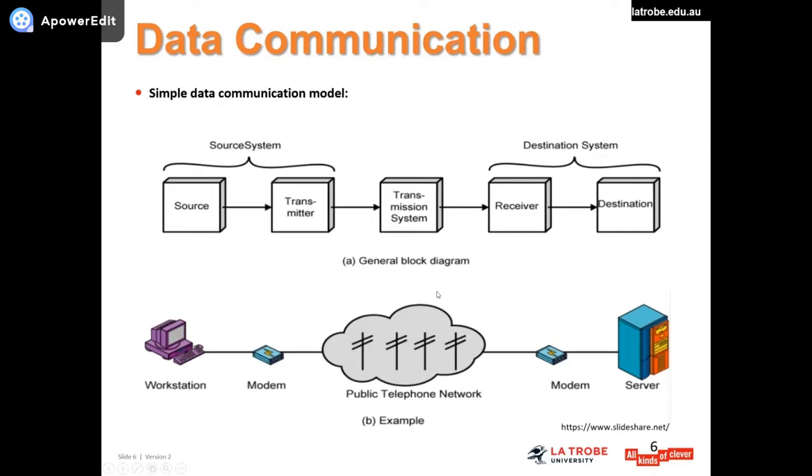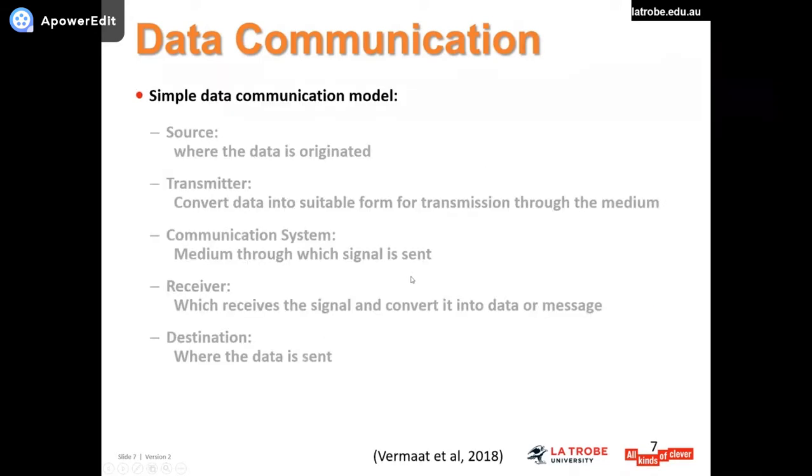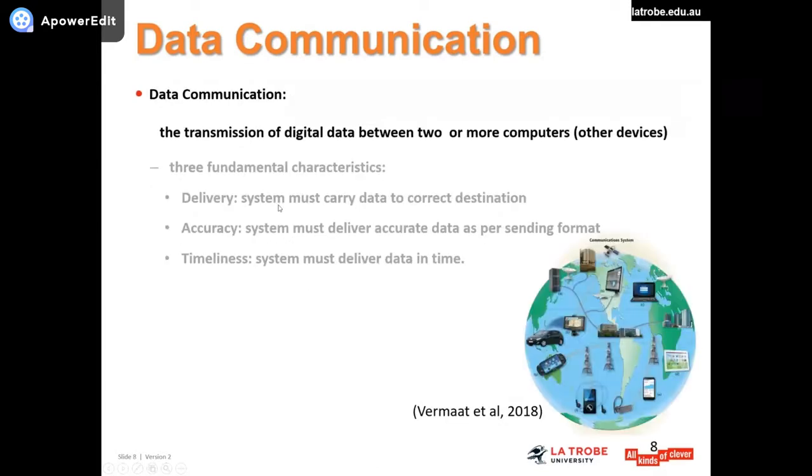And like different module in the data communication network, the source, transmitter, communication system, receiver, and destination. And what are the three fundamental characteristics of the data communication? Delivery, accuracy, and timeliness. So these are 5 components we just mentioned.